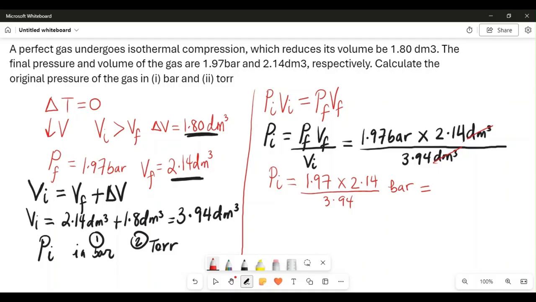So you input this information in the calculator to get 1.07 bar. So that is it. That's the P initial. That's what you get for the P initial.